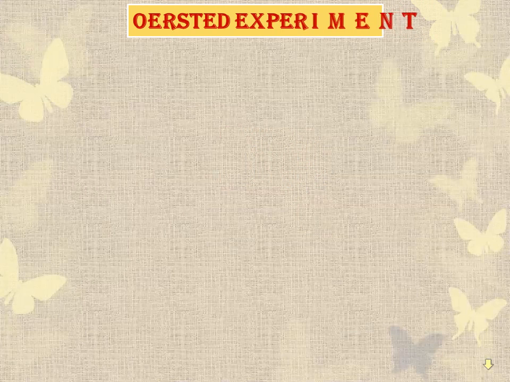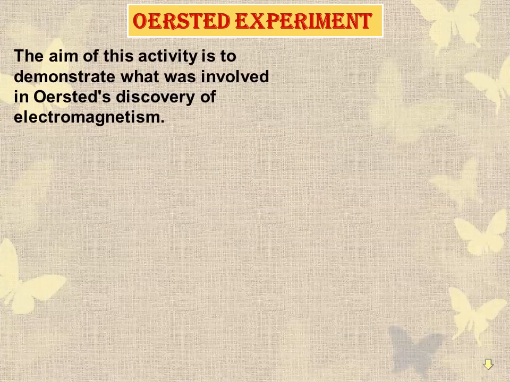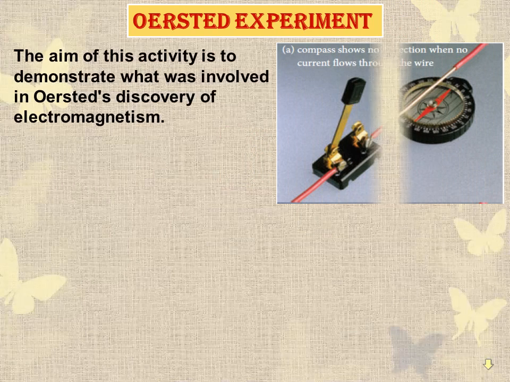Oersted experiment. In 1820, Oersted established the relation between electricity and magnetism. Oersted's experiment was of fundamental importance to the development of physics in making the link between electrical and magnetic fields. The aim of this activity is to demonstrate what was involved in Oersted's discovery of electromagnetism. Oersted conducted an experiment to study the magnetic effect of electric current.